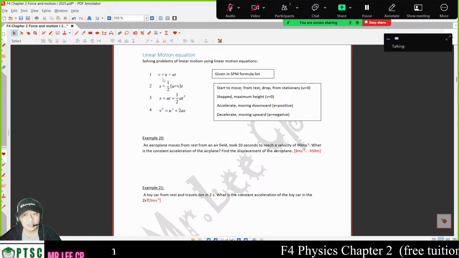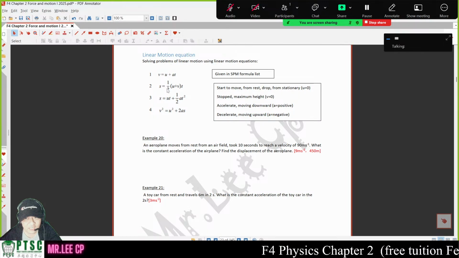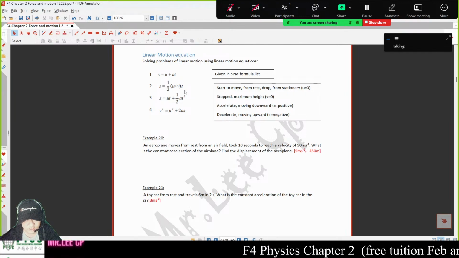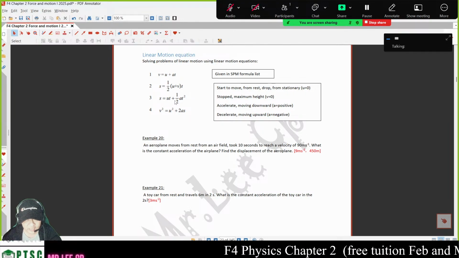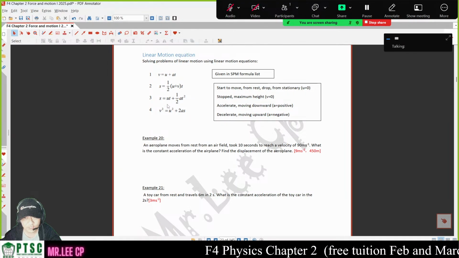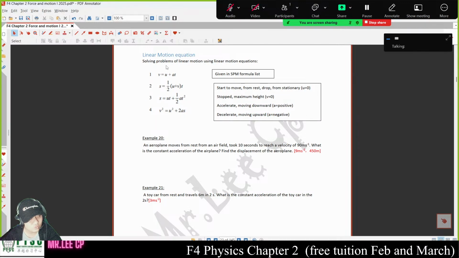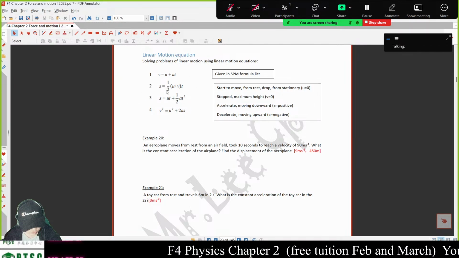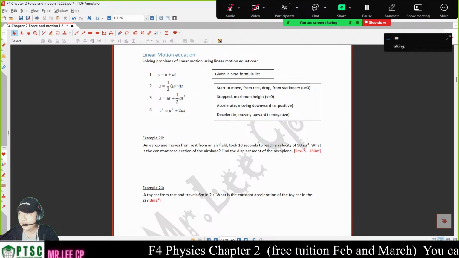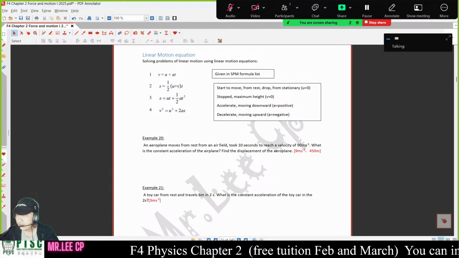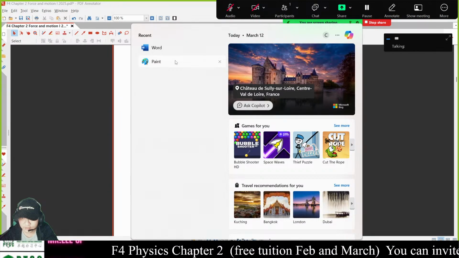V is equal to U plus AT. S is equal to half times (U plus V) times T. S is equal to UT plus half AT squared. And V squared is equal to U squared plus 2AS. So you need to memorize it. Now, I already memorized it, of course.